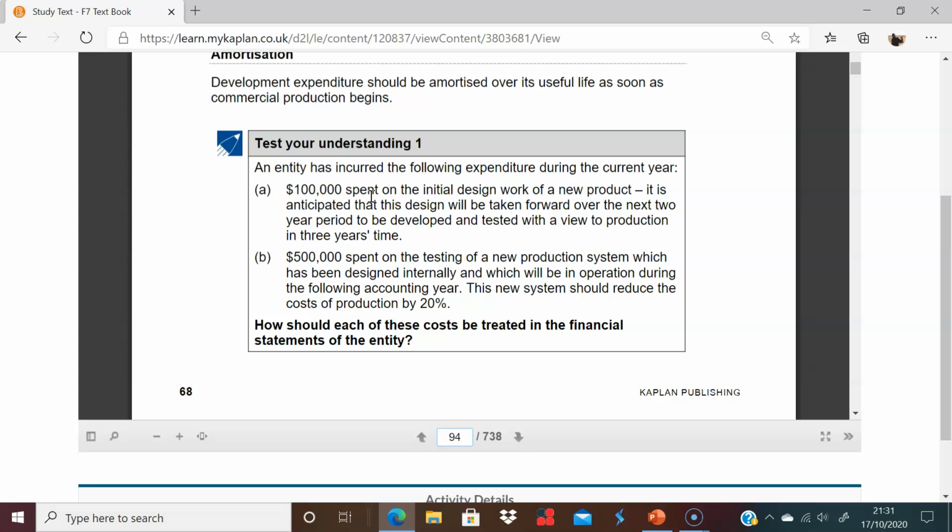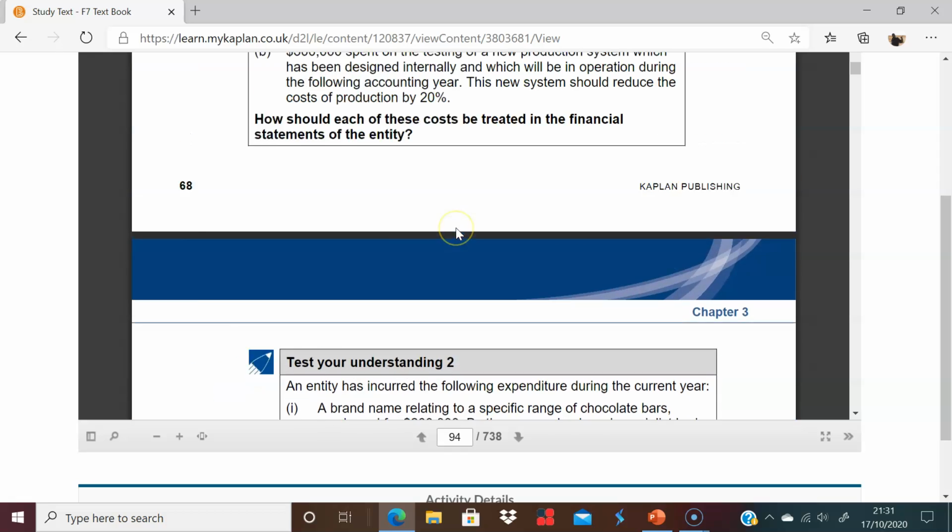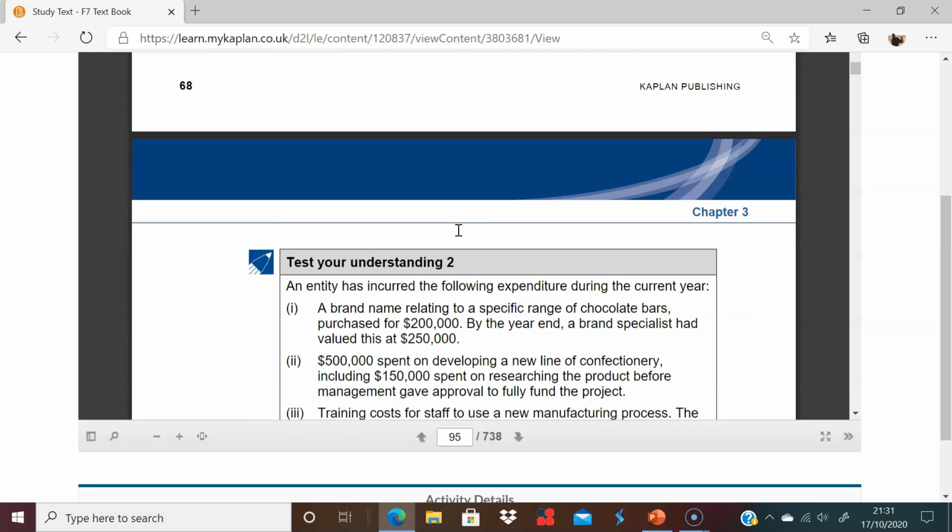Here we have 500,000 spent on the testing of a new production system designed internally, and which will be in operation during the following year. So we can see here that there is a probable economic benefit. Here we see a fall in production costs, and therefore this will be capitalized because we can see that this thing is being brought into operation. So we have evidence of the probable economic flow because we're bringing it into operation in the next year. And there you are. So this is capitalized. Let's look at TYU2 quickly.